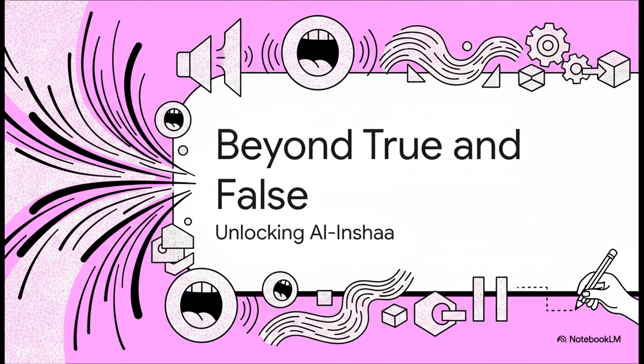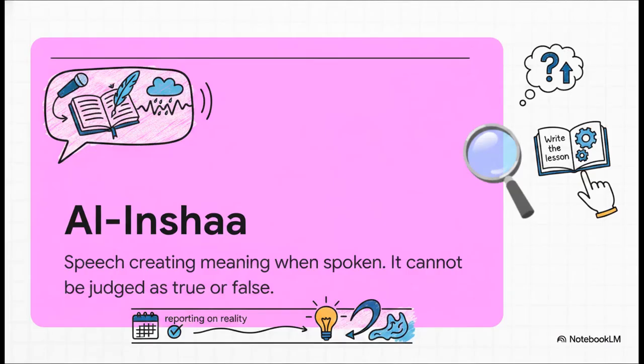We're stepping way beyond that simple binary of just true and false. We're getting into a philosophy of speech that doesn't just describe the world, it actively creates it. So the absolutely crucial concept here is al-insha. In traditional Arabic rhetoric, speech is basically divided into statements you can verify and statements you just can't. Look, if I tell you it rained yesterday, I'm reporting on reality, right? You can check if I'm lying or telling the truth.